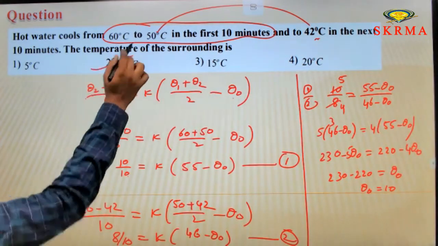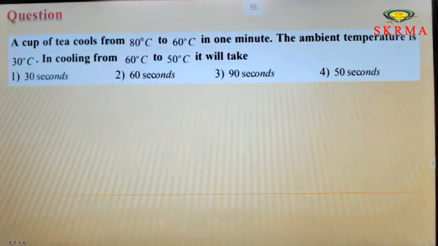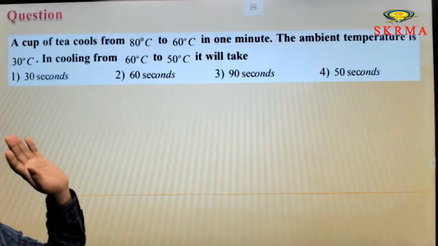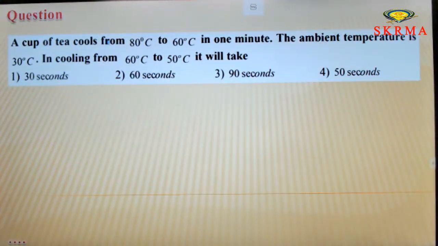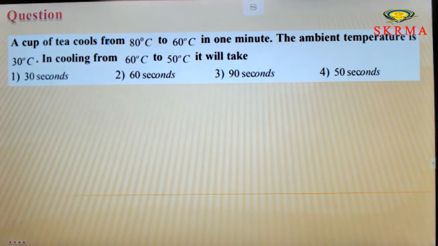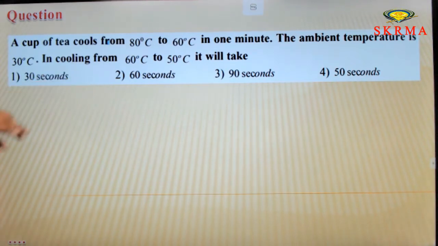Theta naught we got as 10 degrees centigrade. Now, next one, same model. This is also the same model, but here he is asking about temperature. These are the important models in the radiation concept: Stefan's law of radiation, Wien's displacement law, and Newton's law of cooling. In these three, they may ask one question directly. So try to apply the same equation for this one.